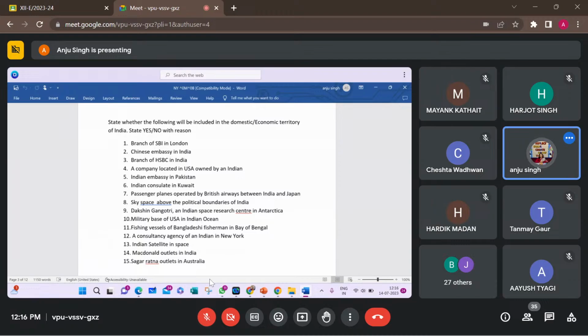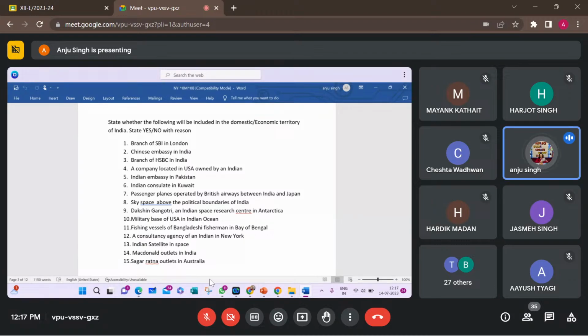Question number 2. Chinese embassy in India? No, ma'am. Why not? It's not the part of India. It's a Chinese embassy and it will be included in the domestic territory of China and not in India. Absolutely. Branch of HSBC in India? Children, go on, take your turns. Yes, it will be. And why? It is not an embassy, but it is in the boundary of India, so we will consider it yes. That particular branch is in the domestic territory of India.